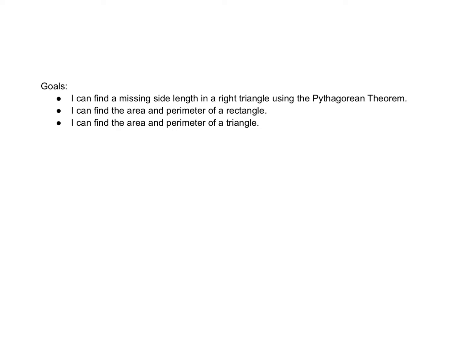Okay, so our goals today are to use the Pythagorean theorem to find the missing side length in a right triangle. We're going to find area and perimeter of rectangles and area and perimeter of triangles.